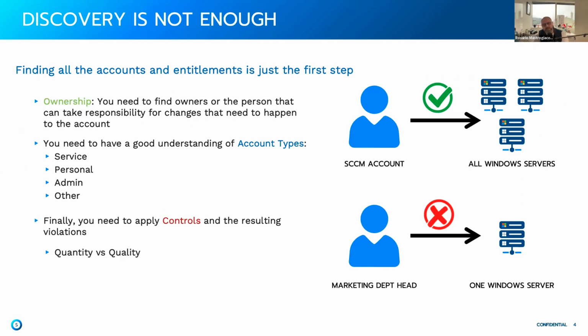But the quality of understanding that relationship between that one account that happens to be owned by marketing, not needing that access, should not exist, versus a known service account that must have access to all your Windows servers, and it does have access to all your Windows servers, that is okay. So controls is taking all that raw data that we collect from just collecting all of the accounts, all of the entitlements, and then making sense of it. And that's why it's more than just an inventory. It's an inventory and an understanding.